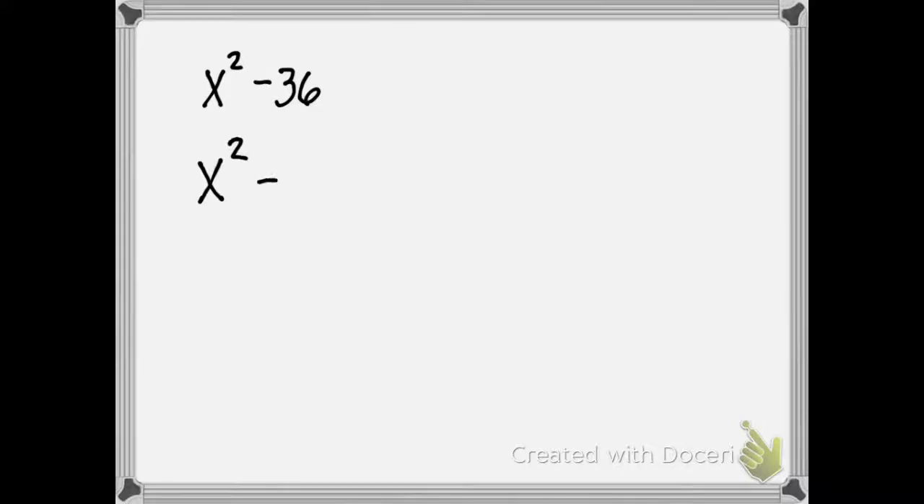I'm going to write it. You don't necessarily have to rewrite 36 as 6 squared, but I'm going to do it so we can see clearly. So it's going to factor into 2 factors. The first term in each is going to be what's being squared in the first term, x. One's going to use plus, one's going to use minus, and the last term in each is what's being squared in the second term, 6.